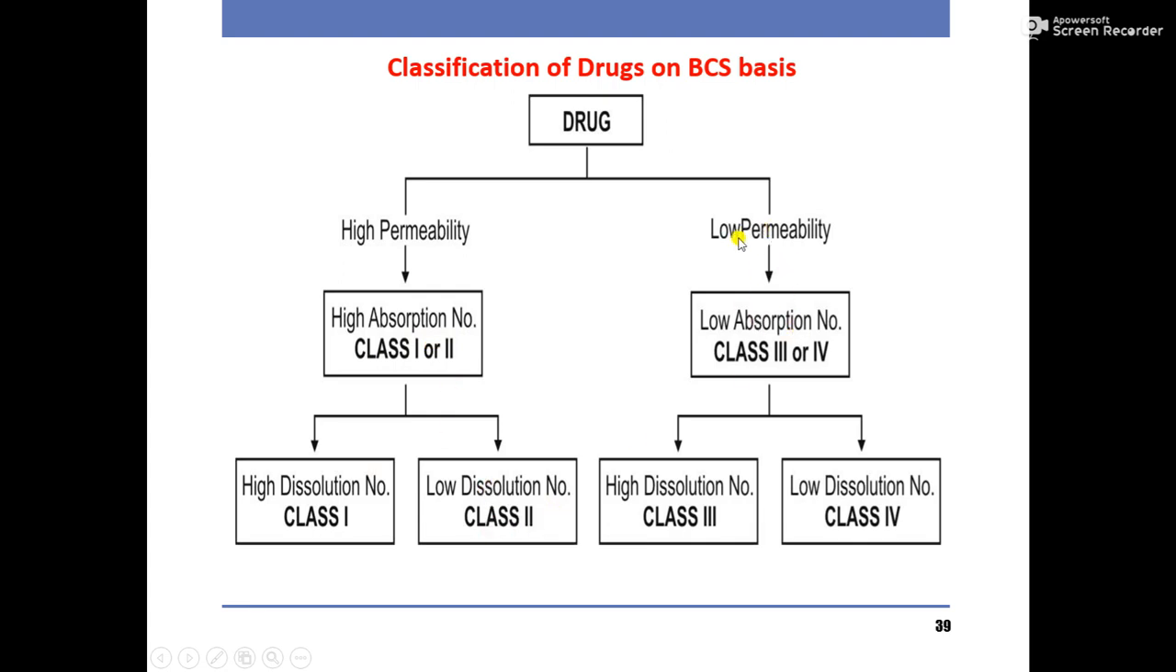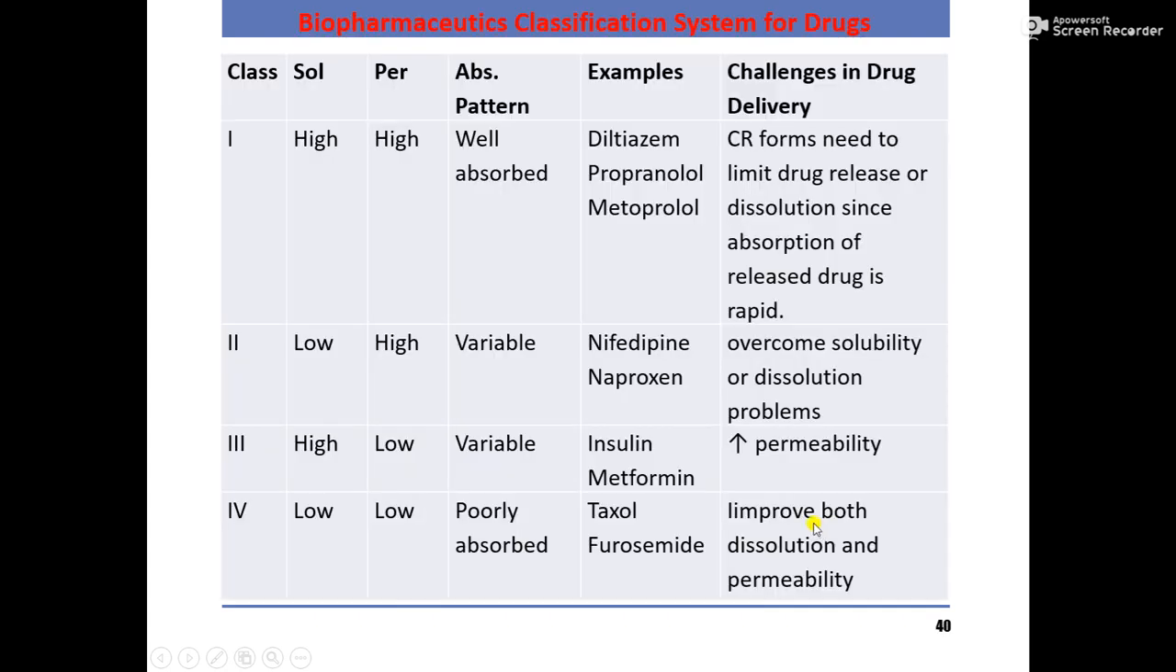In the case of low permeability and low absorption number, class 3 and class 4 are also divided into two. Class 3 has a high dissolution number, while class 4 has a low dissolution number. Look at the biopharmaceutics classification system for drugs. This is class 1, class 2, class 3, class 4.